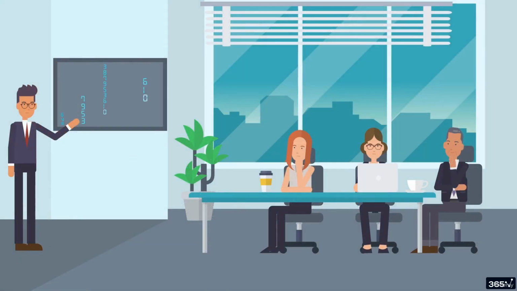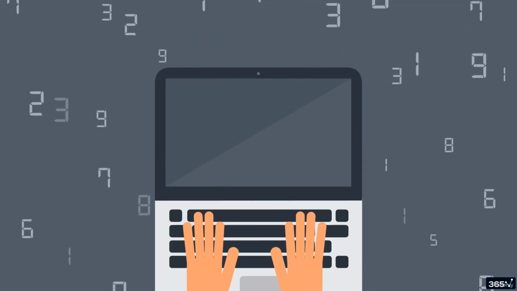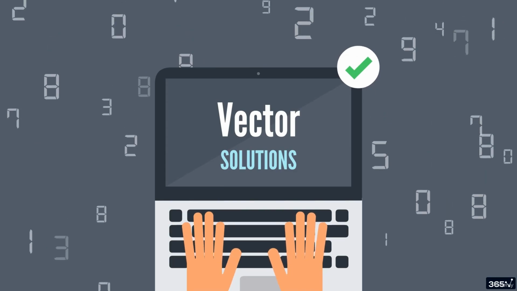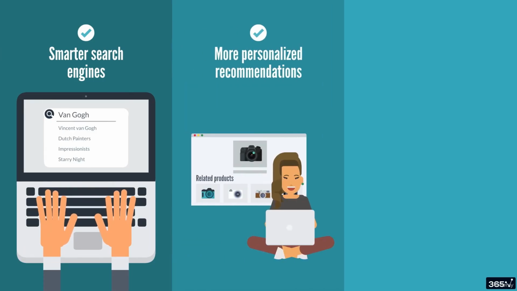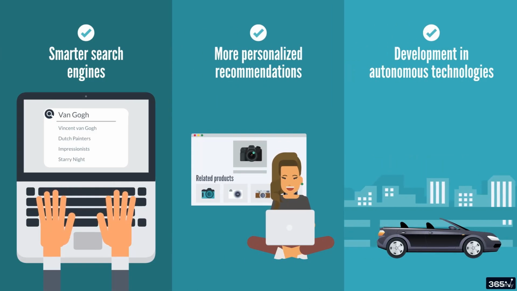You could say that the growth in daily business data volumes, coupled with the limitations of traditional and NoSQL databases in managing similarity searches, has paved the way for vector databases. As we venture deeper into the digital age, the relevance of vector databases will only increase. They are poised to revolutionize industries by enabling smarter search engines, more personalized recommendations, and even advancements in autonomous technologies.